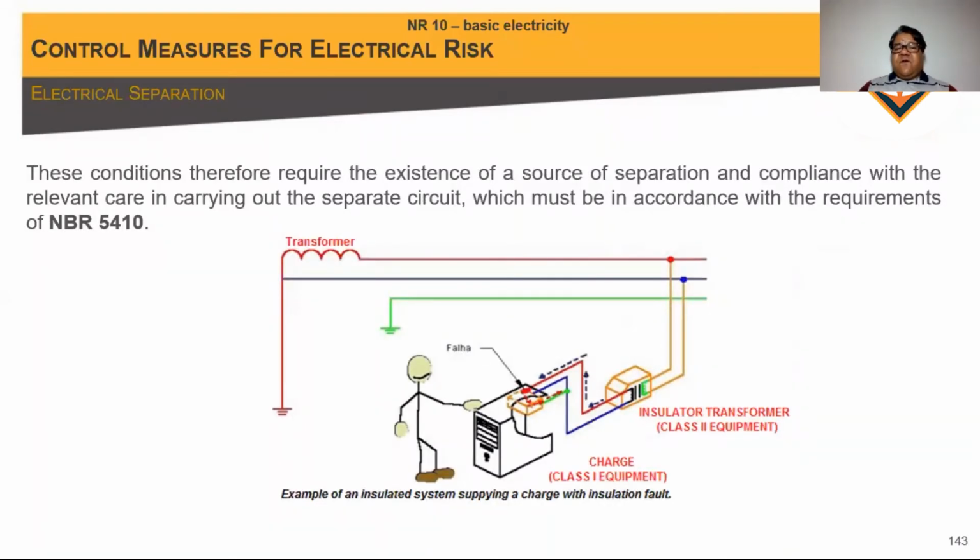These conditions therefore require the existence of a source of separation and compliance with the relevant care in carrying out the separate circuit, which must be in accordance with the requirement of the NBR 5410. Right here we have one example of a transformer feeding an isolator transformer class 2 equipment. Right here we have the example of an isolated system supplying a load with isolation fault.